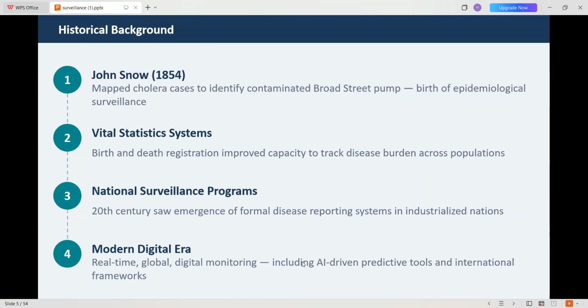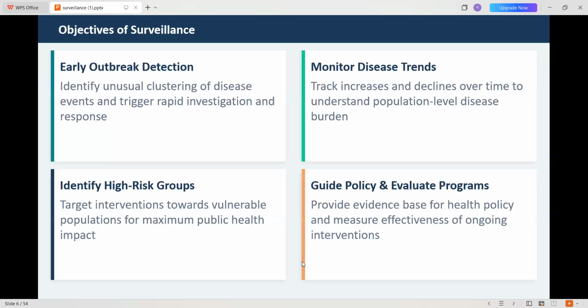The historical background: first, John Snow in 1854 mapped cholera cases to identify the contaminated Broad Street pump, the birth of epidemiological surveillance. Second is the vital statistics system, birth and death registration improved the capacity to track disease burden across the population. Third, national surveillance programs: the 20th century saw the emergence of formal disease reporting systems in industrial nations. Fourth one is the modern digital era, real-time global digital monitoring, including AI-driven predictive tools and international frameworks.